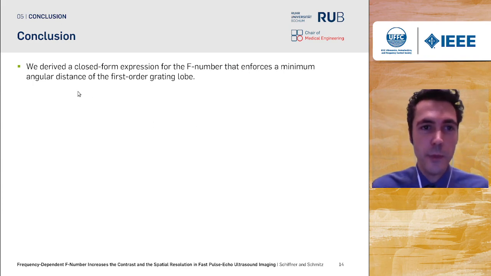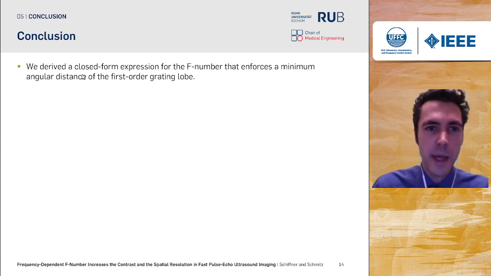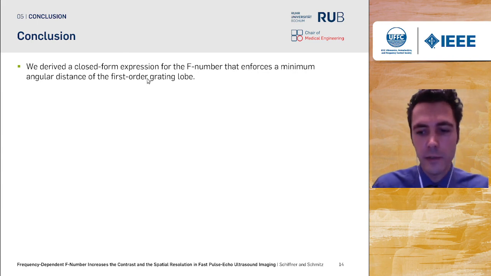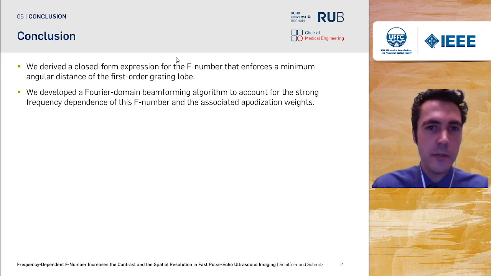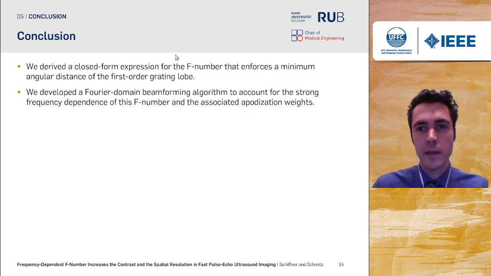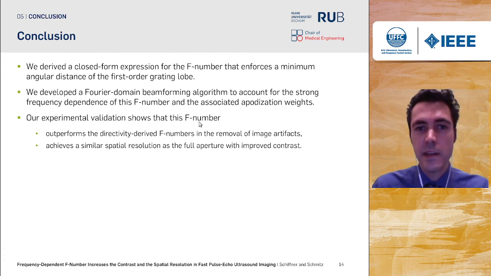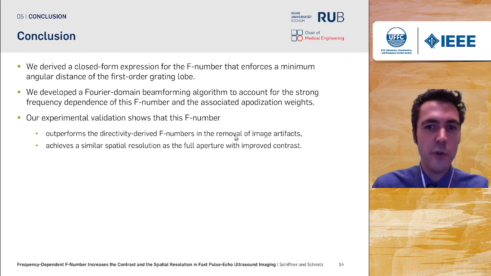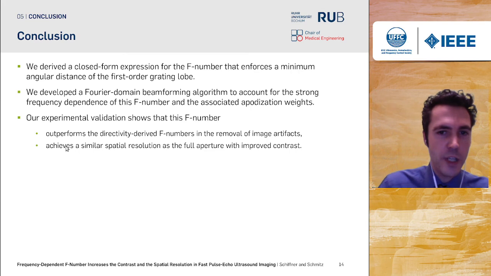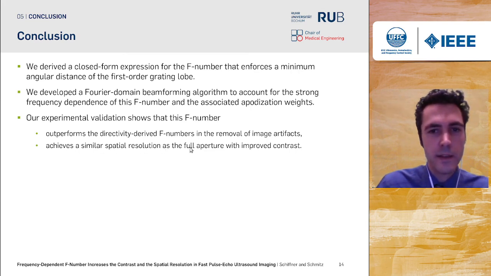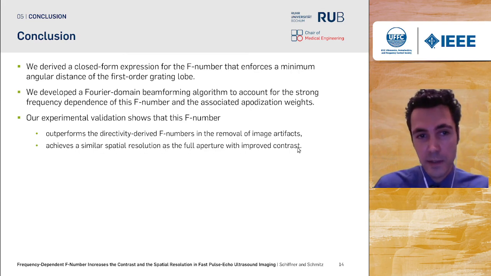So in conclusion, we derived a closed-form expression for the f-number that enforces a minimum angular distance of the first-order grating lobe. We developed a Fourier-Domain beamforming algorithm to account for the strong frequency dependence of this f-number and the associated apodization weights. Our experimental validation shows that this f-number outperforms the directivity-derived f-numbers in the removal of artifacts and achieves a similar spatial resolution as the full aperture with improved contrast.